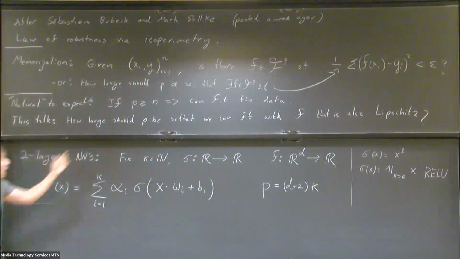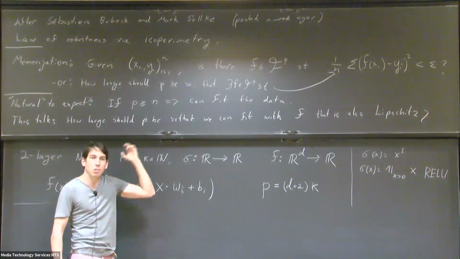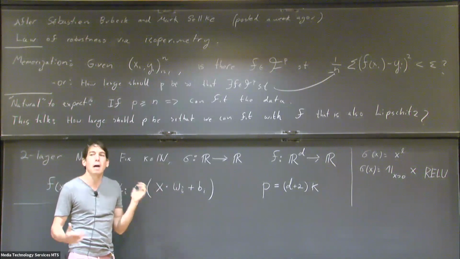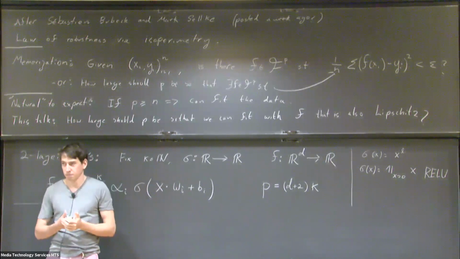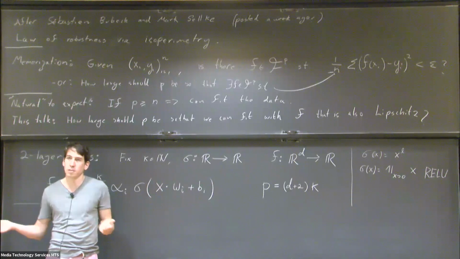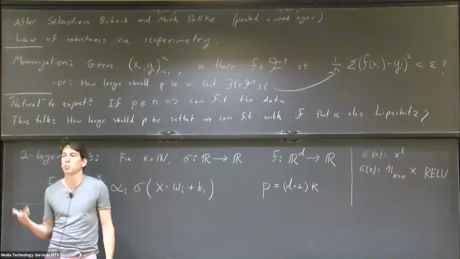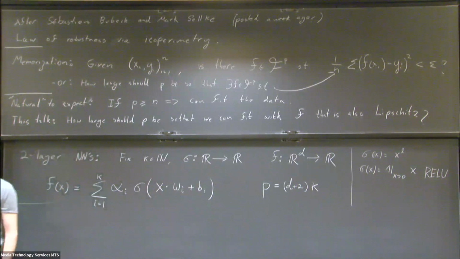it might be the case that P only needs to be as big as N, but if it's only as big as N, you might not be able to memorize with a Lipschitz function. And if you want the function with which you memorize to also be Lipschitz, you probably should pay by having more degrees of freedom in your family than you need. Okay? So to illustrate this, let me give two simple examples.